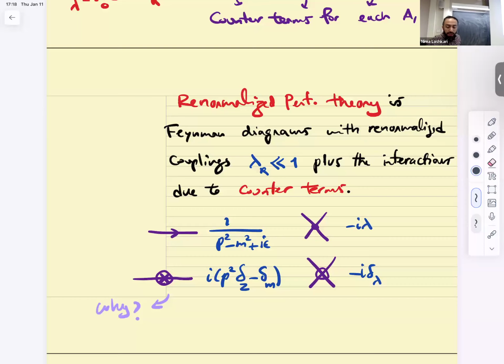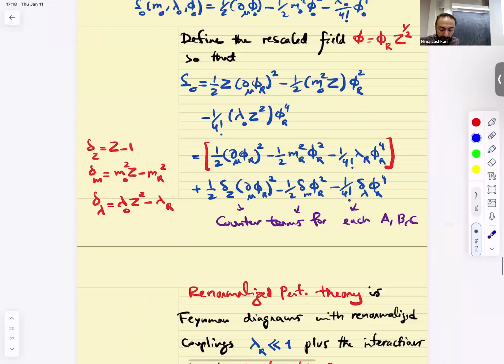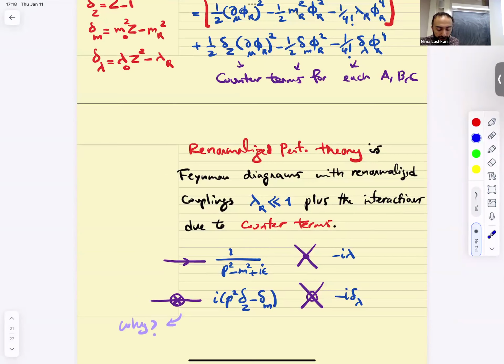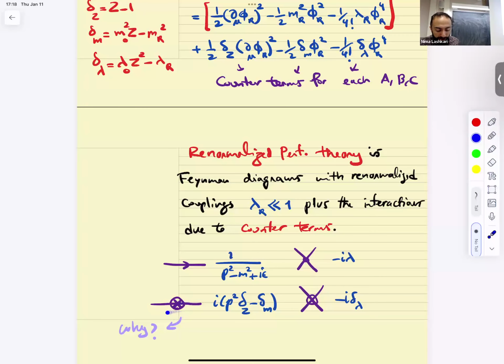So renormalized perturbation theory is Feynman diagrams with renormalized couplings lambda_R, right? Plus the interactions due to counter terms, right? So if I view this field theory, this is still my L0, as some perturbation through Feynman diagrams for phi_R. There will be the propagator for phi_R, this guy, right? There will be this term, this term, and this term put together is i p squared delta Z minus delta m. And there is the interaction term, the vertex, and then there is the counter term for the vertex.